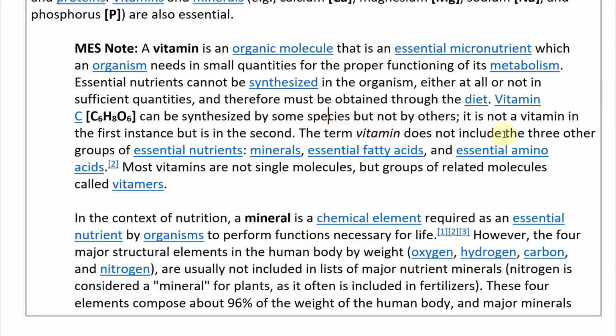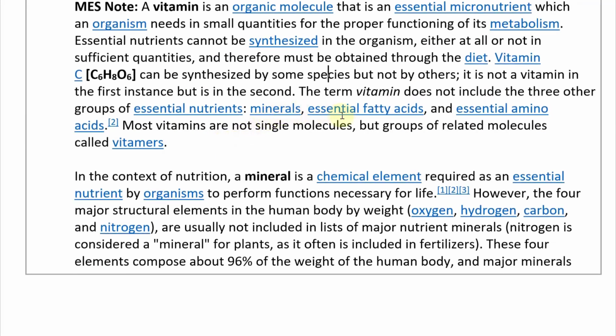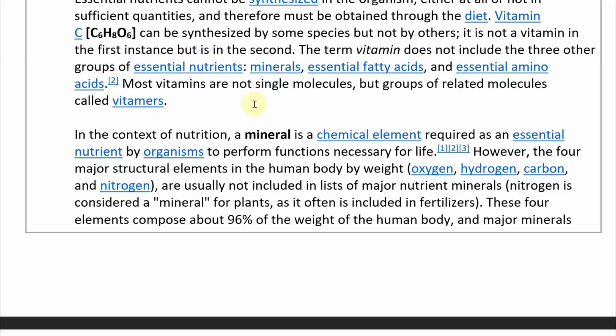The term vitamin does not include the three other groups of essential nutrients, such as minerals, essential fatty acids, and essential amino acids. Most vitamins are not single molecules, but groups of related molecules called vitamers. See the pronunciation here.